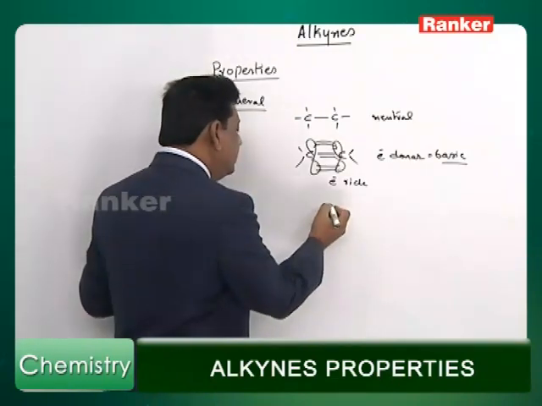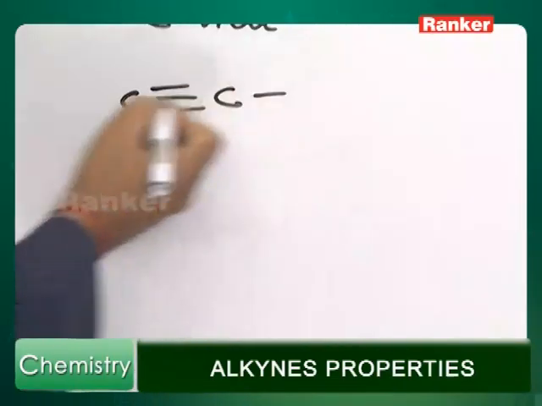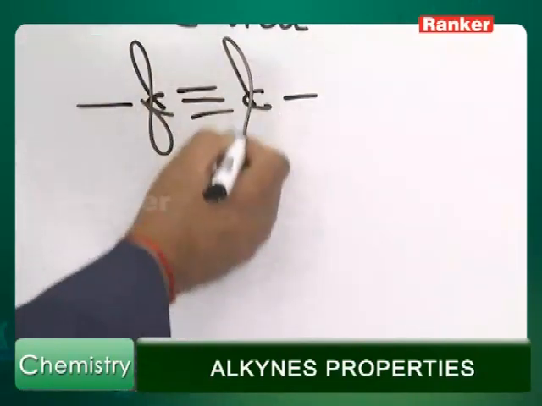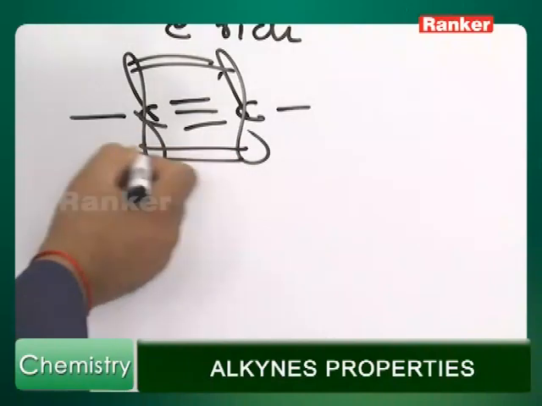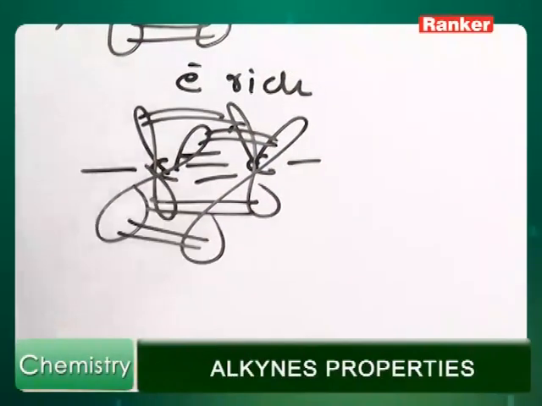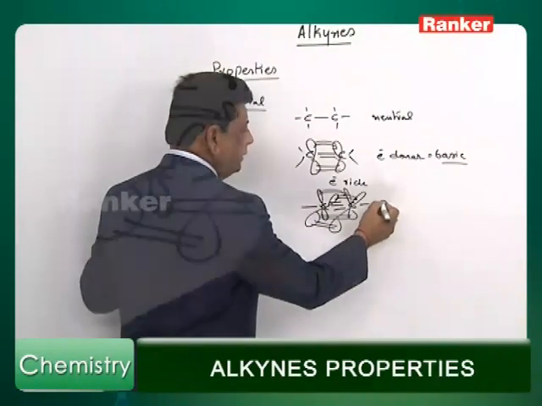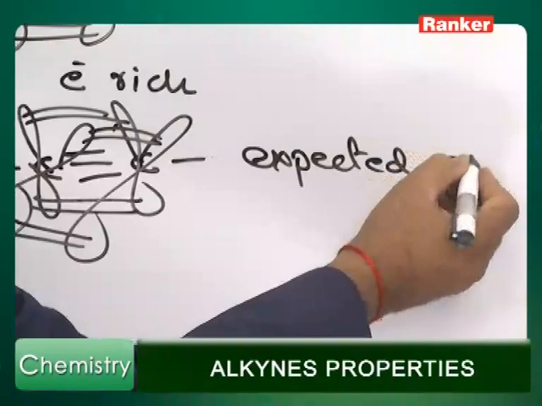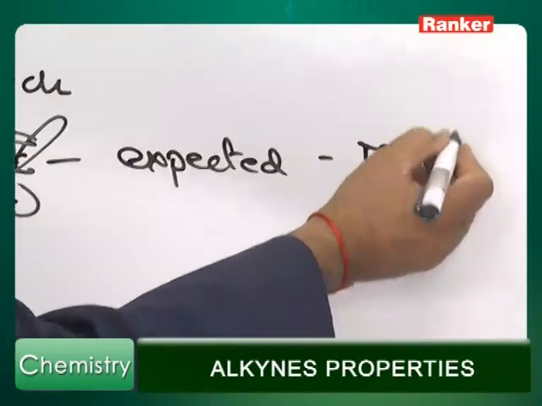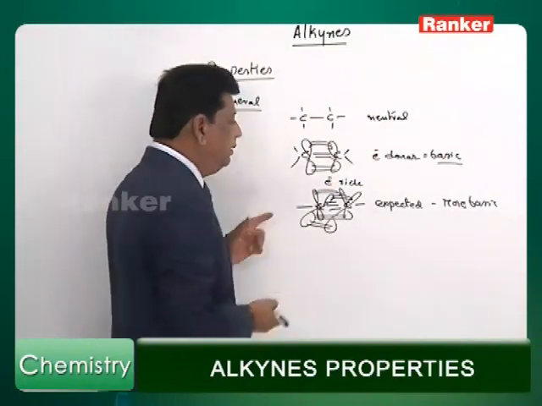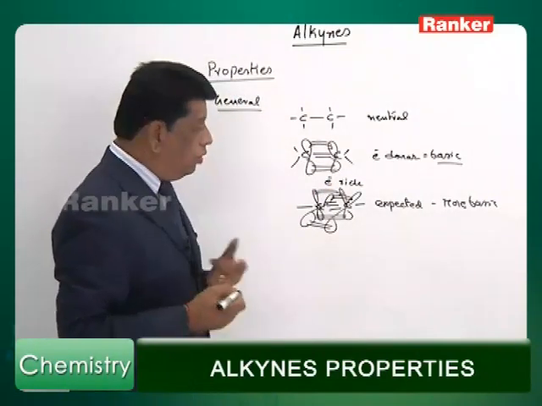Now, coming to the triple bond. The triple bond has two pi bonds in fact, isn't it? So, one pi bond will be on the y axis, another pi bond will be on the z axis. So, two pi bonds, what do you expect? The expected property should be more basic in fact, because two pi bonds are there. One pi bond is basic, two pi bonds should be more basic.